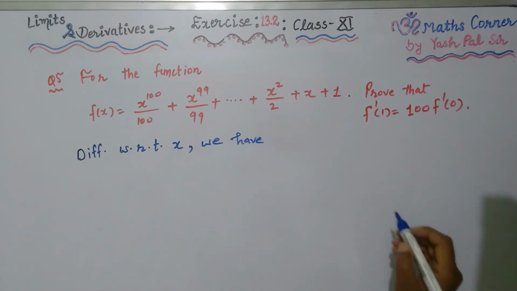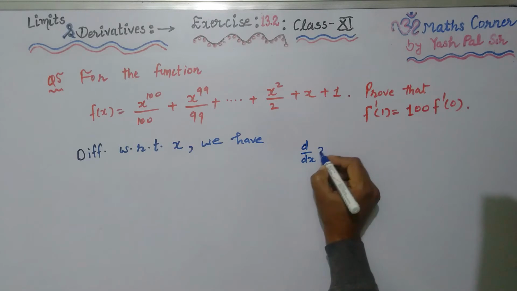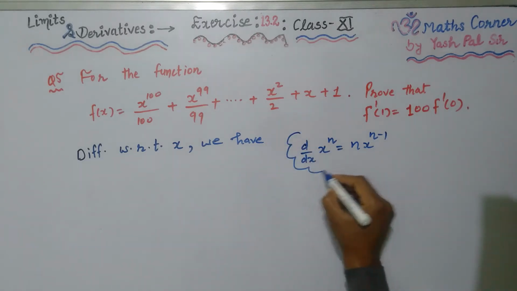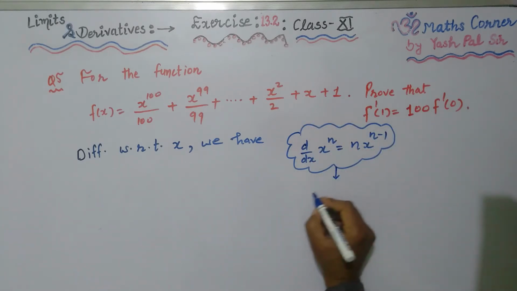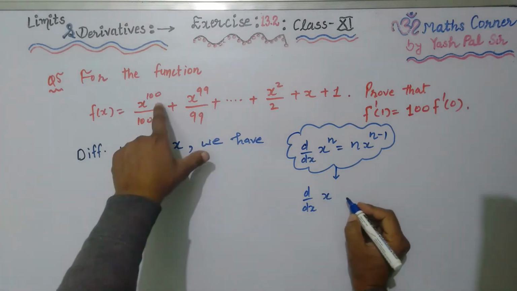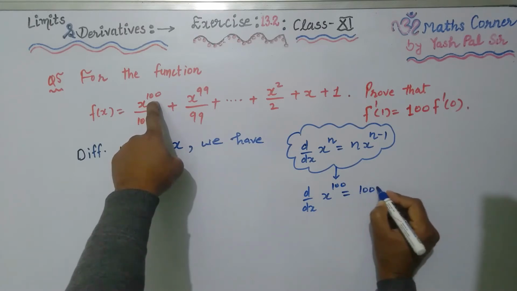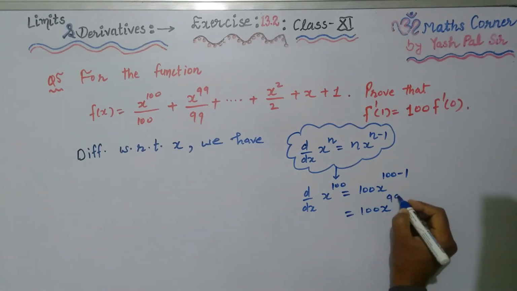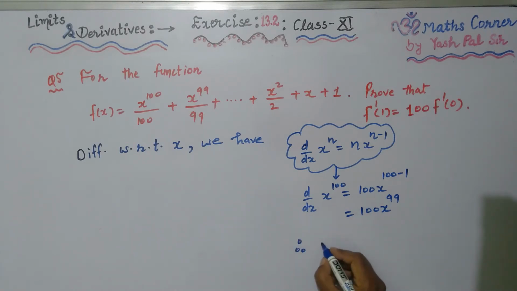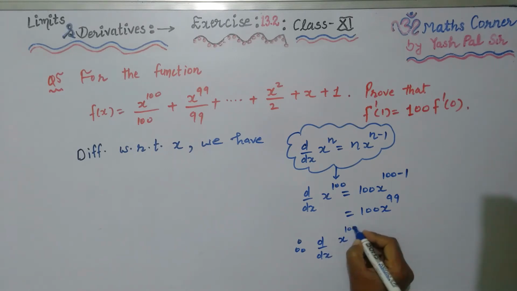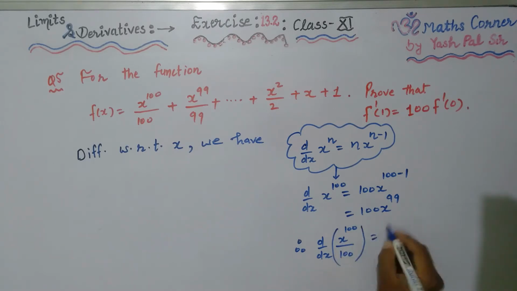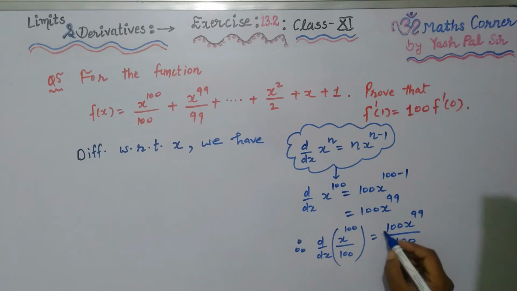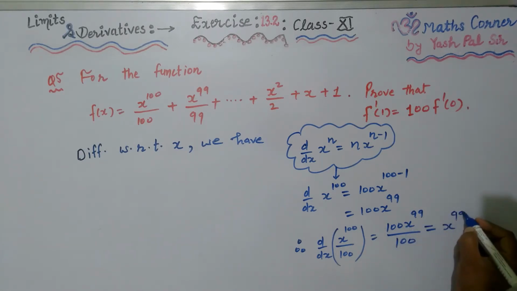before differentiating, I want to mention here the rule. Derivative of x raised to power n is equal to n into x raised to power n minus 1. So this is the rule. So from this rule, we have now derivative of x raised to power 100 is equal to 100 into x raised to power 100 minus 1, which becomes 100 x raised to power 99. So we can say derivative of x raised to power 100 divided by 100 is equal to 100 into x power 99, just we divided by 100. So 100, 100 cancelled, we are left with x raised to power 99.